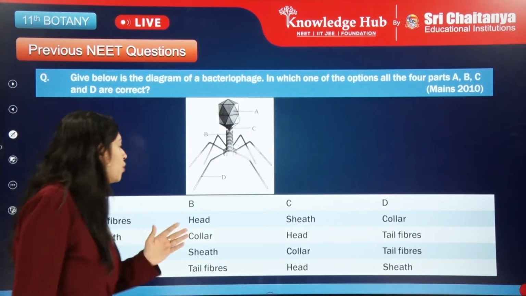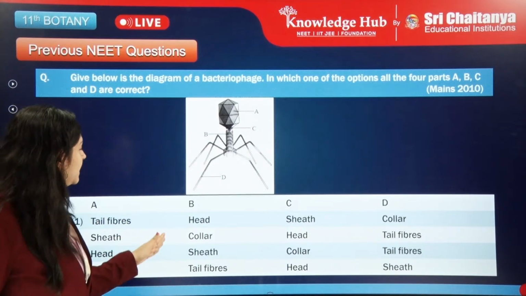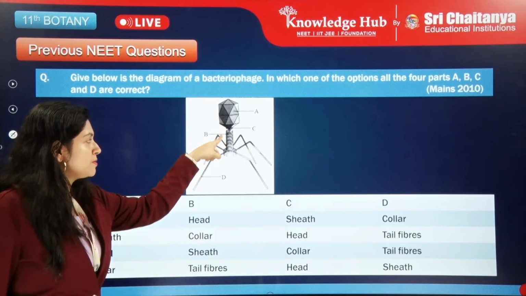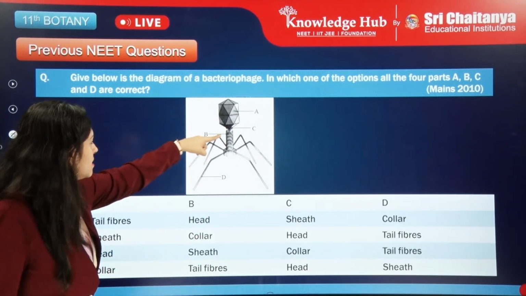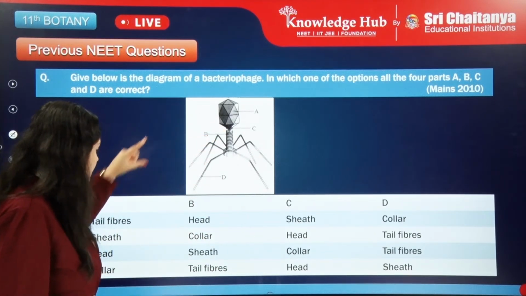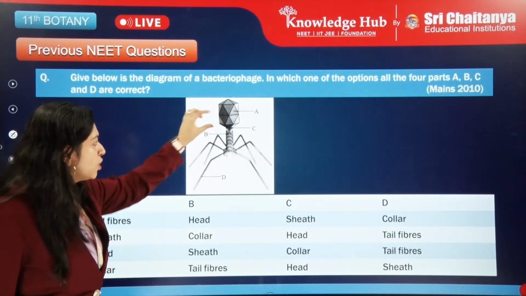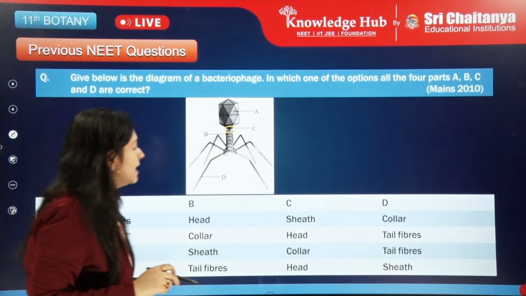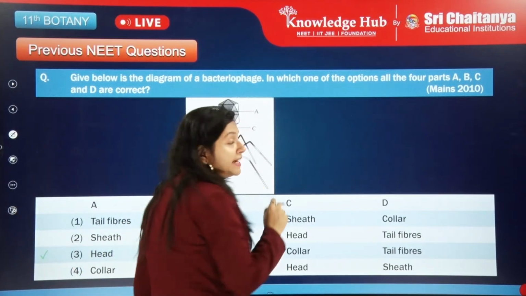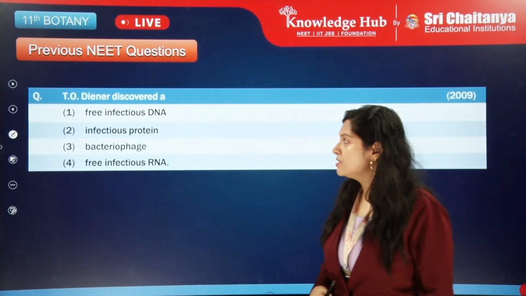Correct answer is number 4. Number 4 is saying A is the head part. Then B is the sheath. Obviously, this part is the sheath. C is the collar. This part is the collar of the virus, and D, this one, is the tail fibers. Fine. Okay, one more question.